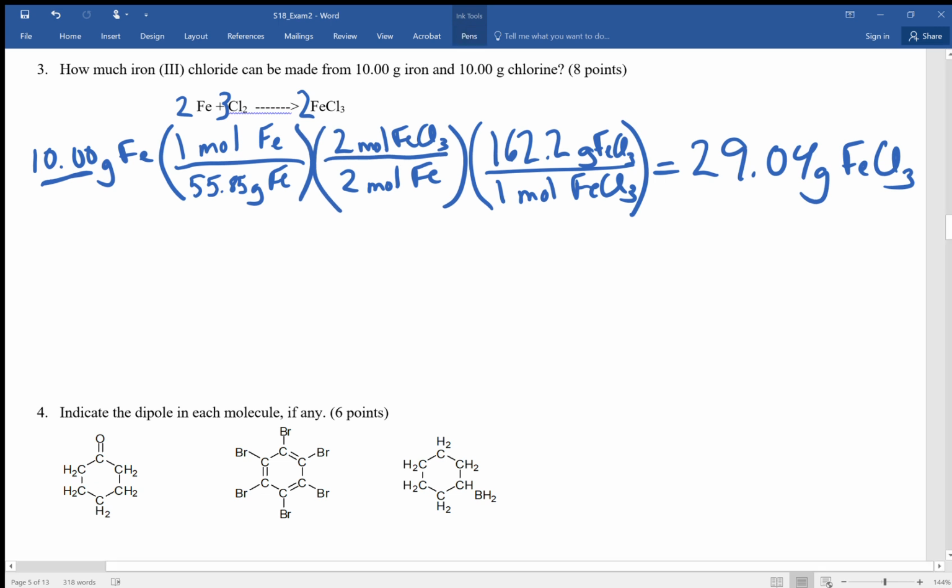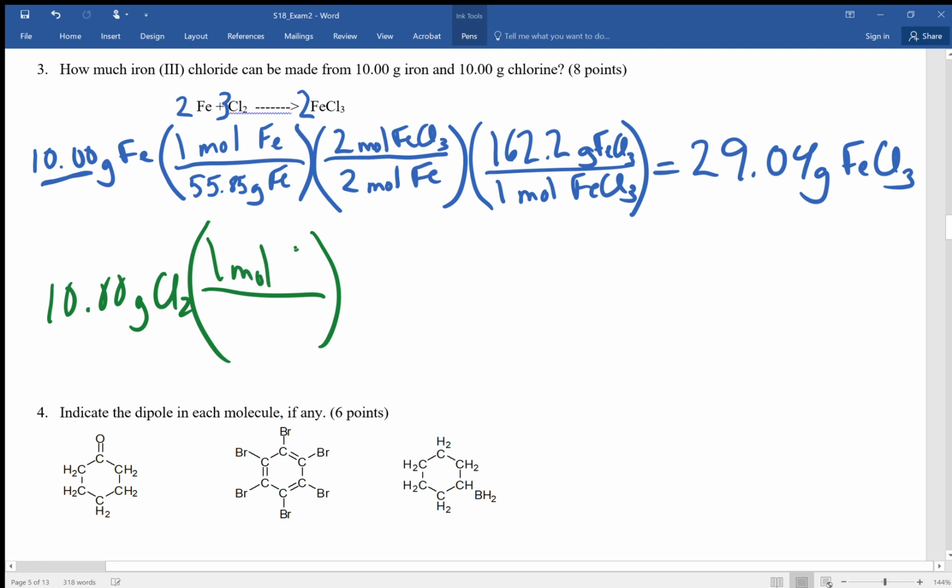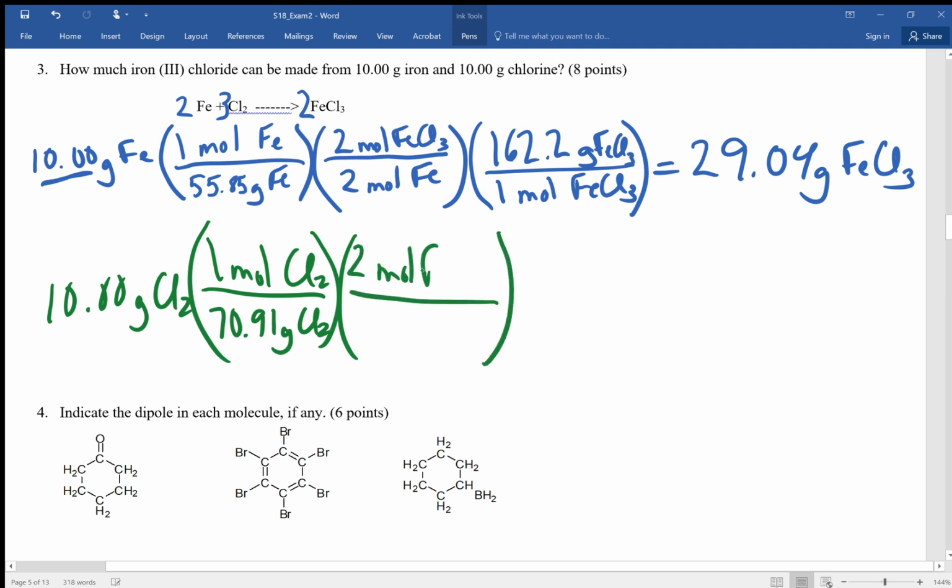So now we're going to do the same thing for starting from the 10 grams of chlorine. The main thing that's going to be different is, of course, we're going to start with the molar mass of chlorine instead of iron. 70.91 grams of chlorine. Again, we can make 2 moles of iron chloride, but that requires 3 moles of chlorine.